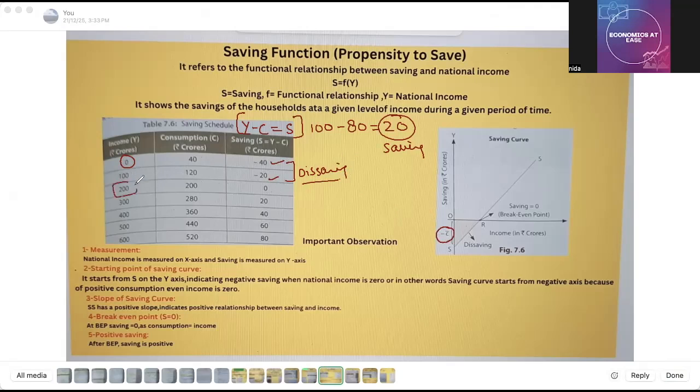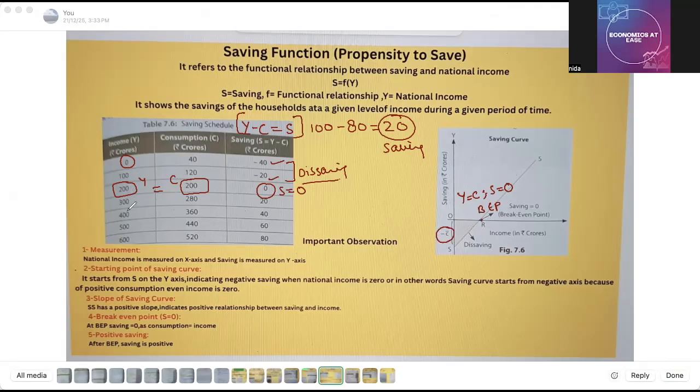Now when income and consumption are equal, that is Y equals C, then saving is equal to 0. Why? Because the entire income is consumed. I earned 200 rupees and spent the entire 200 rupees, so saving is 0. This is the break-even point, where income is equal to consumption and saving is equal to 0.